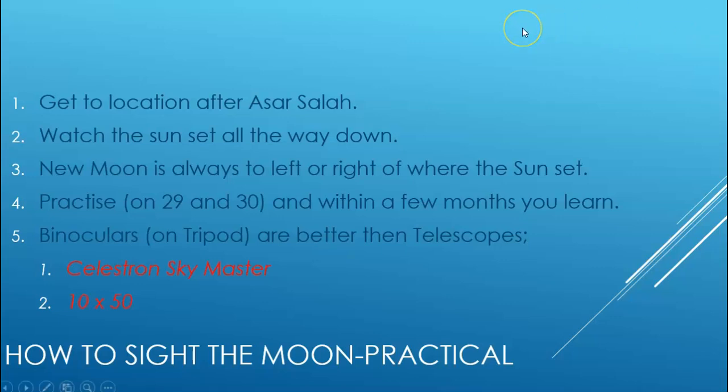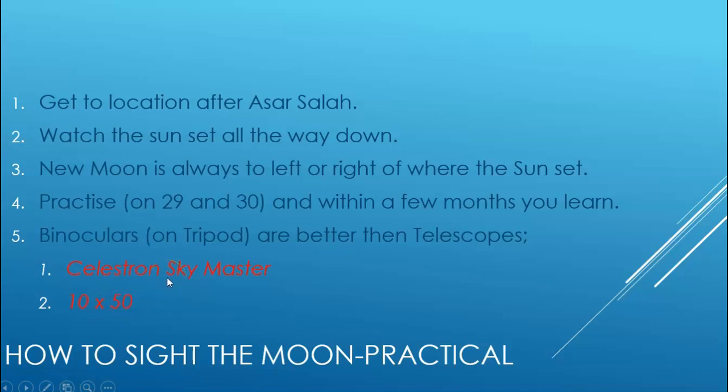If you do not sight it because the moon on the 29th is thin, then practice the next day on the 30th. Practicing at the same location 3 to 4 times is enough for you to become good. If you want to use an optical aid, then binoculars are always better than telescopes because telescopes are heavy and difficult to use. A 10 by 50 binocular is more than enough for you.